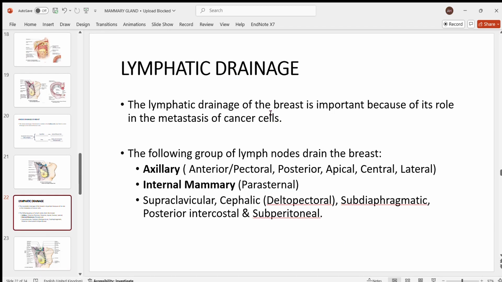Lymphatic drainage of breast is the most important topic. If you ask me what is one thing that you have to study in breast, just go through the lymphatic drainage. Lymphatic drainage of breast is via a certain group of lymph nodes and lymphatics. The most important lymph nodes are the axillary lymph nodes and the internal mammary lymph nodes.